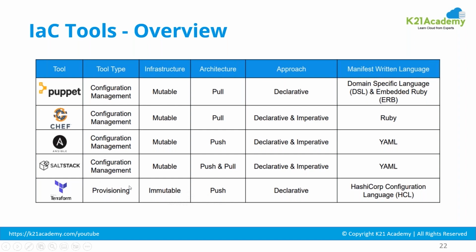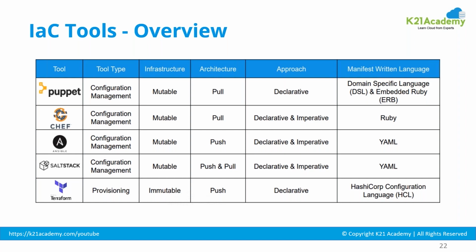Okay, now these all deal with mutable infrastructure. Only Terraform is the one which deals with immutable. What do immutable and mutable infrastructure mean? Just give me some time, I'll be coming to that. And if you see the approach for Puppet, Chef, Ansible, and SaltStack, these have a combination of declarative and imperative. Now if I talk about declarative and imperative, you will understand what it means.